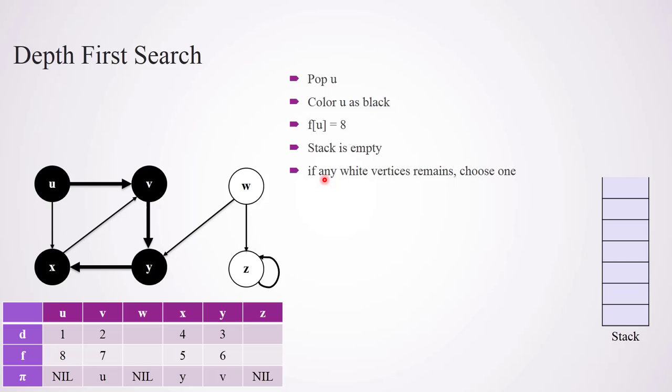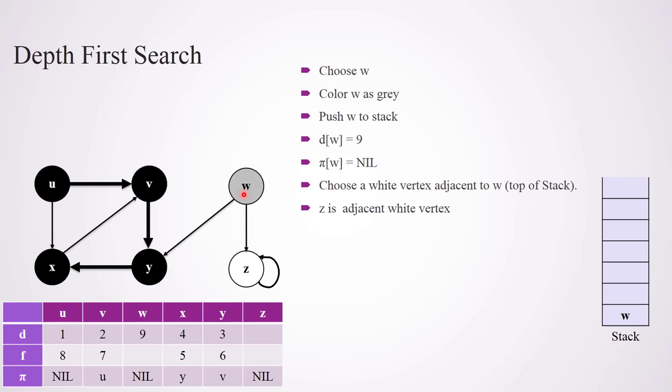So the next step is, if any white vertices remain, choose one. Here we have two white vertices, W and Z. Which one do we have to choose? We have to choose W. We can choose any one from W and Z, but here we are following a rule such that we choose the alphabetically smaller one. So choose W. W is visited, color W as gray, push W to stack.